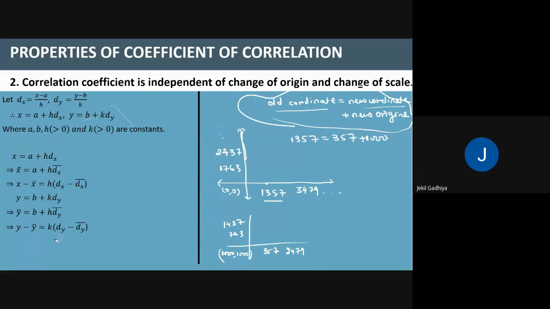Now if you replace this formula in equation number 1, what is equation 1? Equation 1 is this: summation x minus x bar, y minus y bar, over square root of summation x minus x bar whole square and square root of summation y minus y bar whole square, is equal to r. Now in place of x minus x bar, we replace h times dx minus dx bar, and in place of y minus y bar we replace k times dy minus dy bar. So let's see what happens.